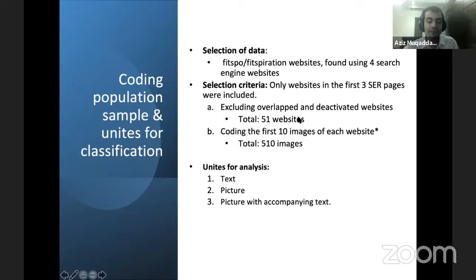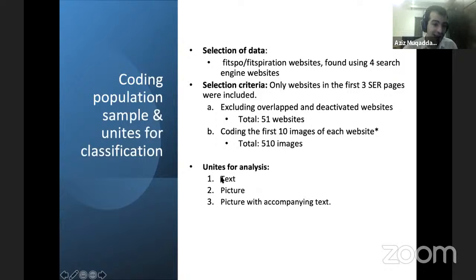And then in each website, they coded only the first 10 images. So that's a sampling process for them. Remember when I said you can just pick, for the sake of simplicity, a subsample? That's what they did here. They picked the first 10 images of each website, and those are the only ones they used. So, simple arithmetic, 10 images times 51 websites, you would end up with 510 web images.